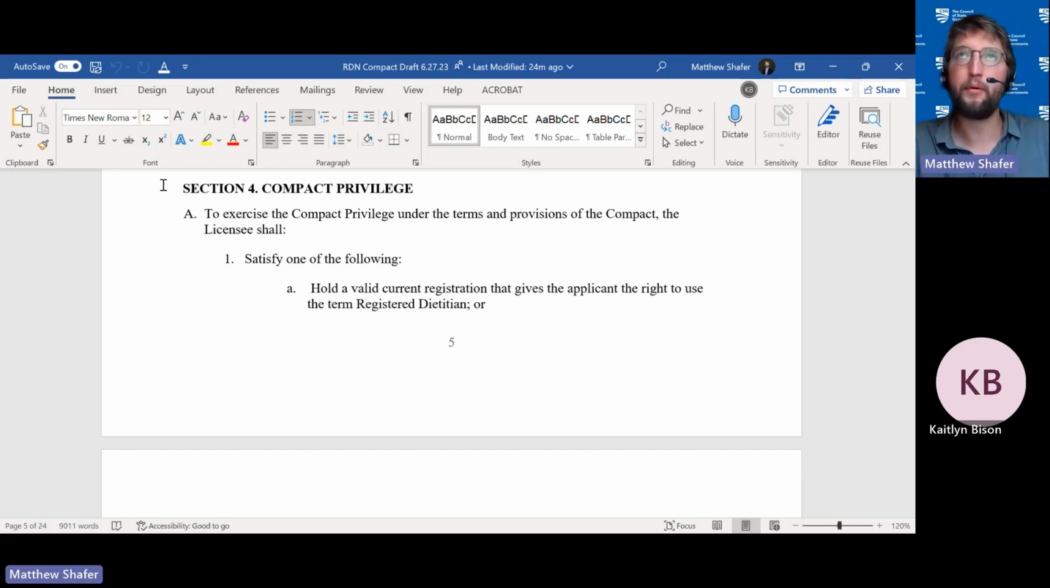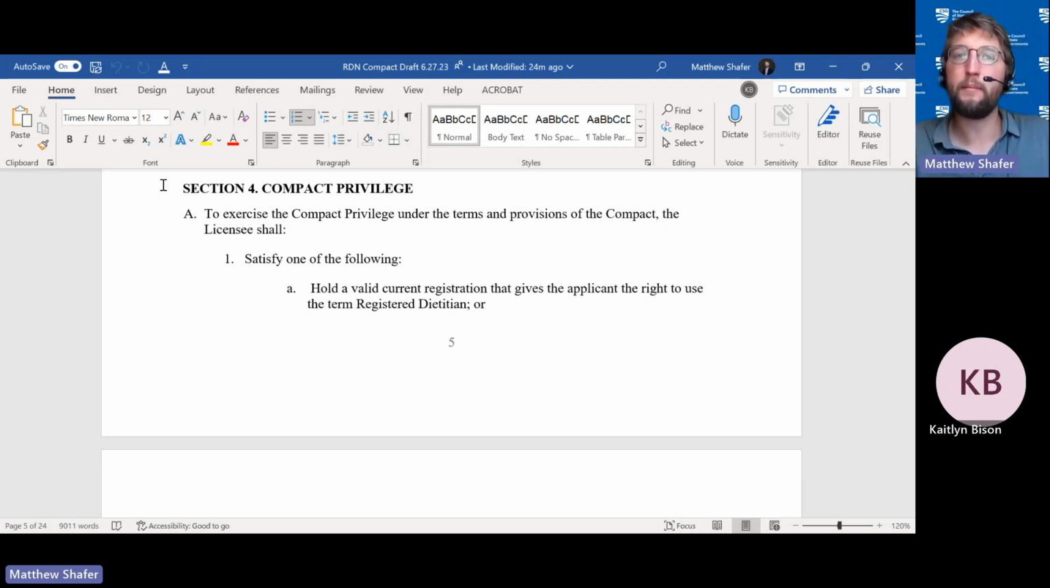So let's use another example. Let's say I live in the state of Arizona. I have an Arizona dietetics license, and Arizona is a part of the compact. There's 25 other states in the compact. I can go and apply for a compact privilege in any of those other 25 states if I satisfy all of the requirements in this section.